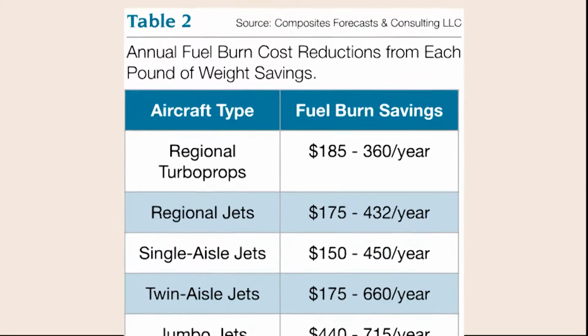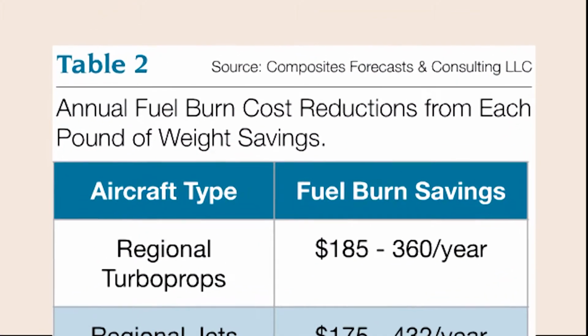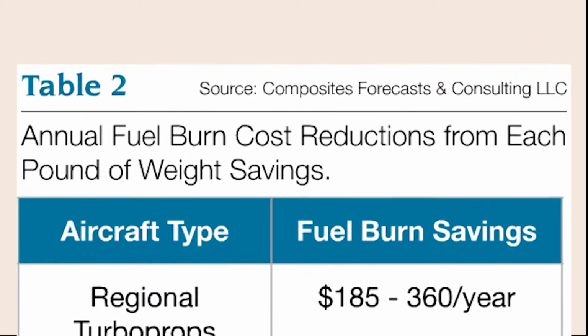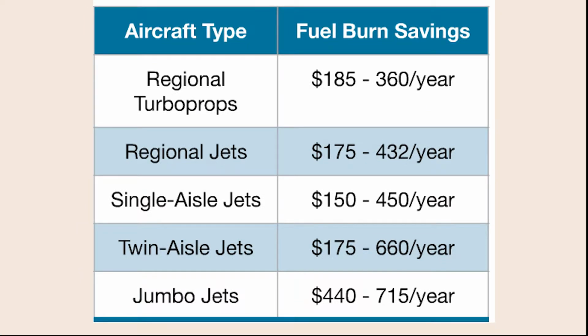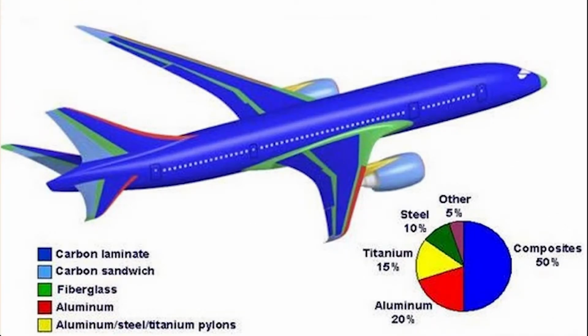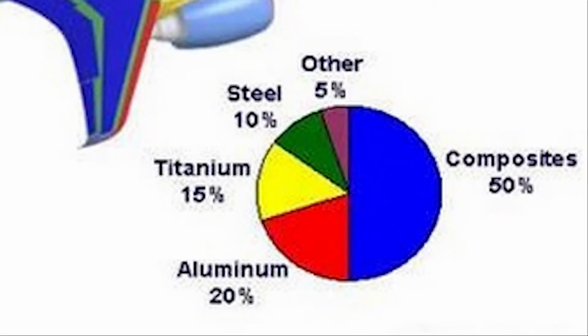The commercial aircraft industry is driven by financial pressures. Every pound of weight reduced yields an average $330 annual cost savings. Over 30 years, this is almost $10,000 per pound of weight reduced. Today's most advanced commercial aircraft, the Boeing 787, is built from more than 50% CFRP composite by weight.